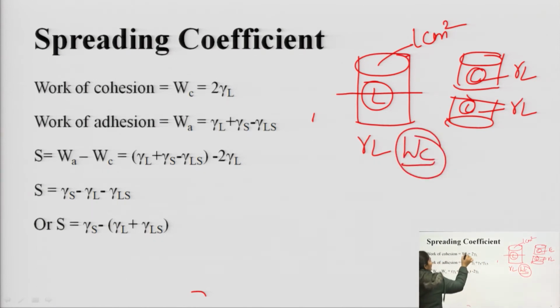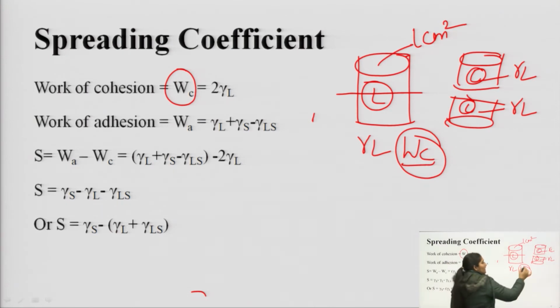This WC is the work of cohesion and is equal to 2 gamma L. Why? Because there are two surfaces. So, gamma L plus gamma L will be 2 gamma L. So, work of cohesion will be equal to 2 gamma L.